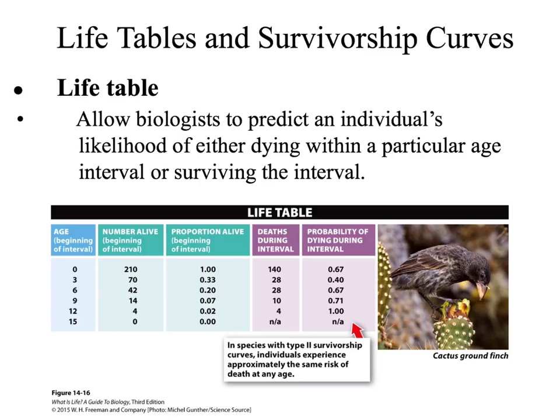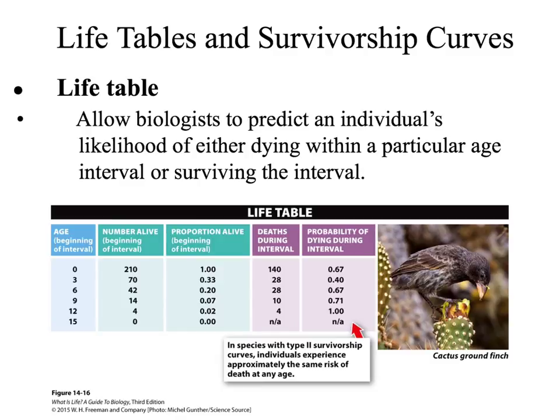Life histories are often figured out using life tables. A life table allows biologists to predict an individual's likelihood of either dying within a particular age interval or surviving the interval. This life table for these finches shows us that birds live to be up to 15 years old. We can measure a population following a specific cohort, or group of birds that are the same age, through their entire life to gather the data for this life table.